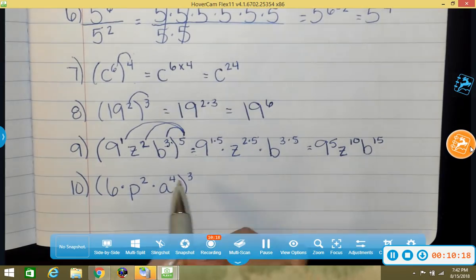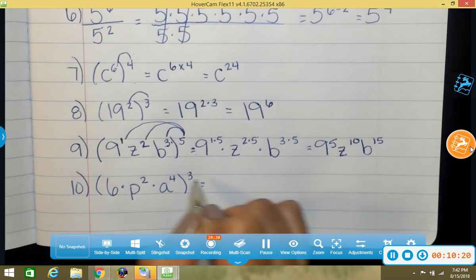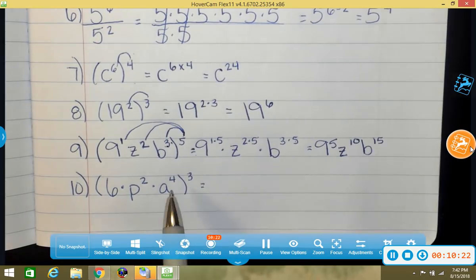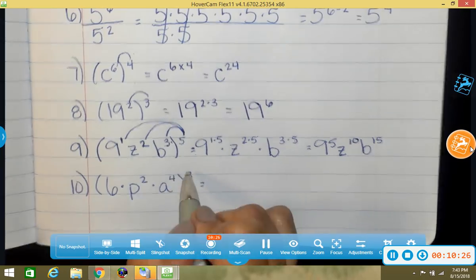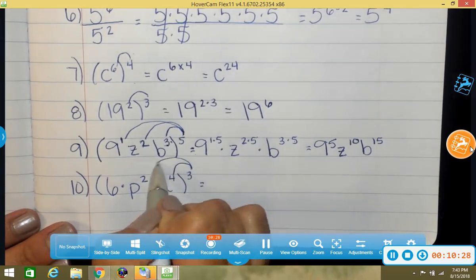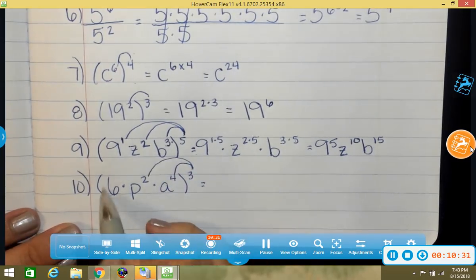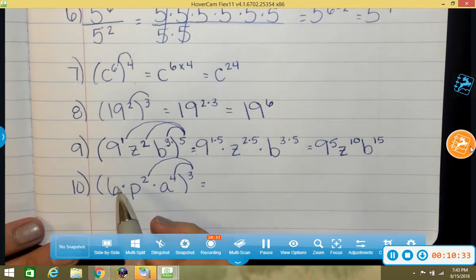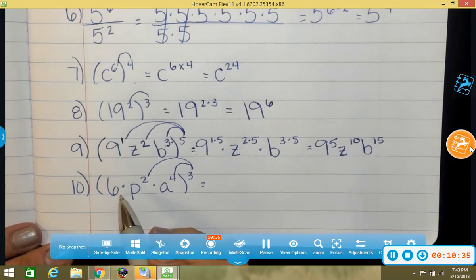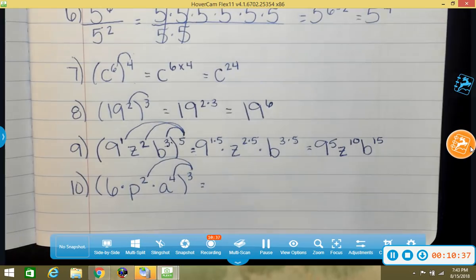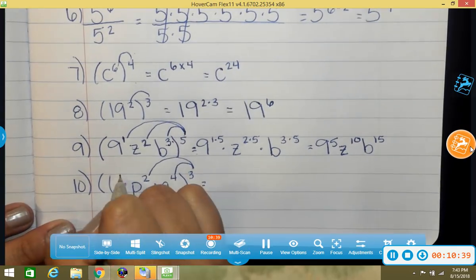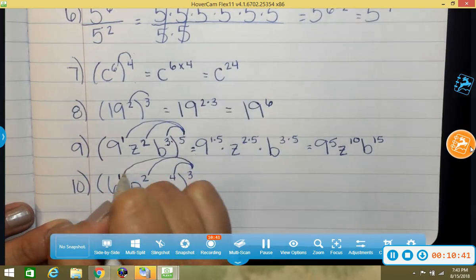Okay, again, you're going to have to distribute this 3 to everything because it is a product of a power, so the power is distributed to every exponent here. But again, this factor here isn't showing an exponent, so what is the exponent that's there? If there's not one listed, it's a 1. And it has to be distributed there also.